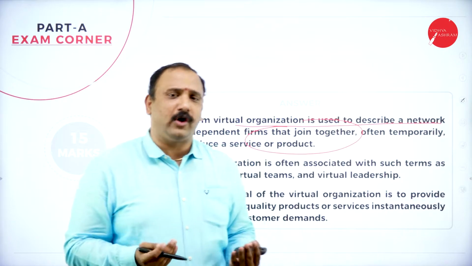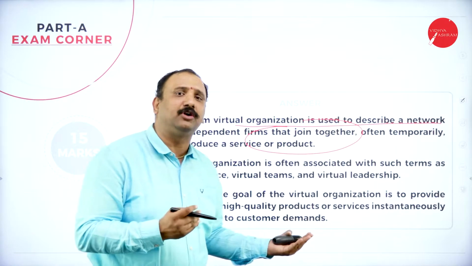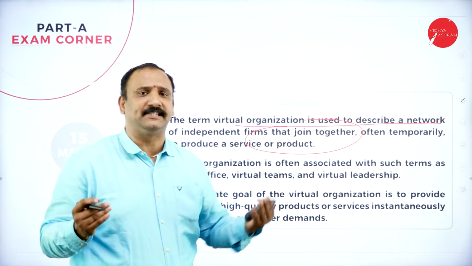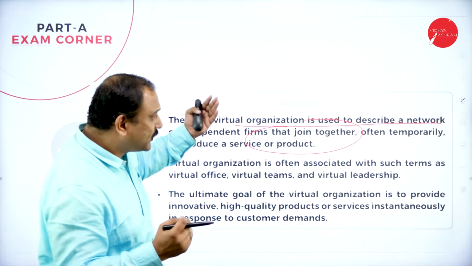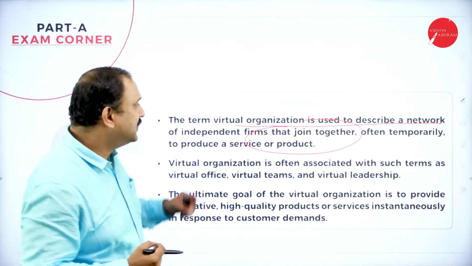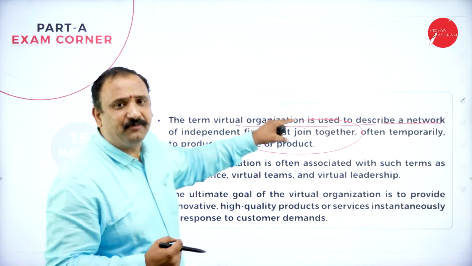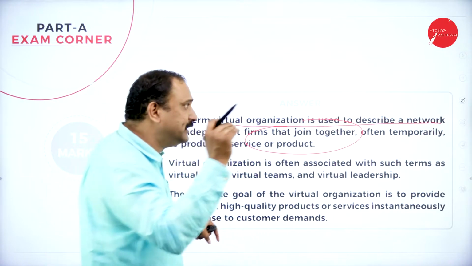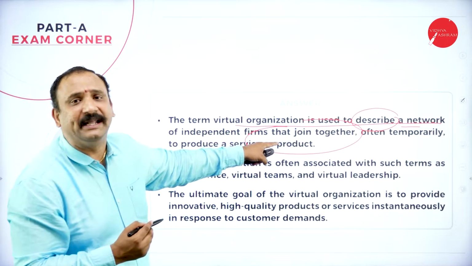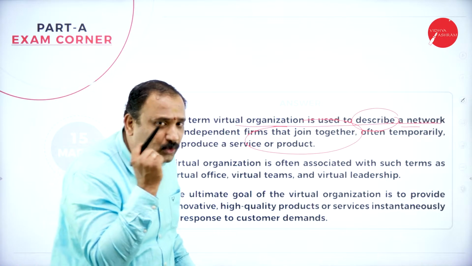So, you know a lot of .com companies like Amazon.com or a Flipkart.com, or there are several .com companies that are available in the web. So what is the purpose? That's what we have to first write as a part of the answer. So here we are using the term very, very clearly. It is used to describe, that word, describe a network of independent firms. I'm not just talking about one firm.